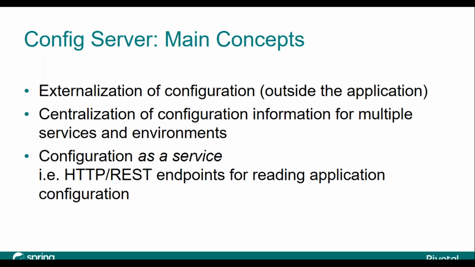Now, let us talk about this config server, which are the main concepts over here. What it tries to do is take the configuration which you were writing in the application.properties file and externalize that configuration outside your application. Doing so, what did you achieve? You achieve a centralization of the configuration information for multiple services as well as multiple environments. That is another interesting thing which you need to look at.